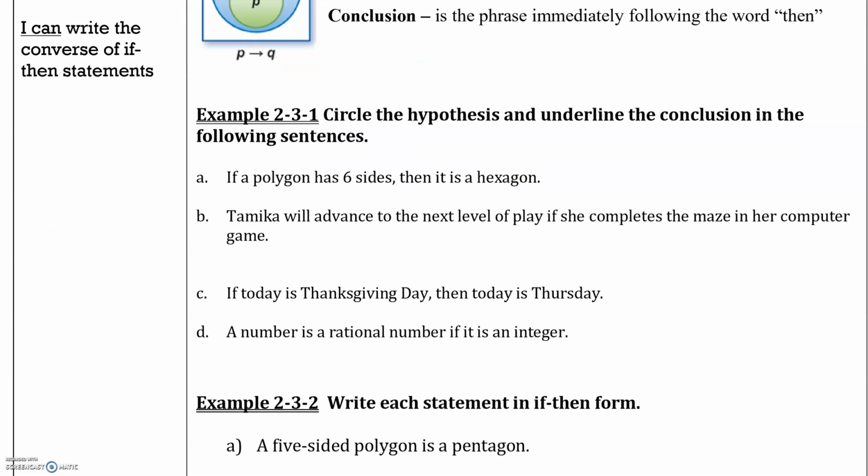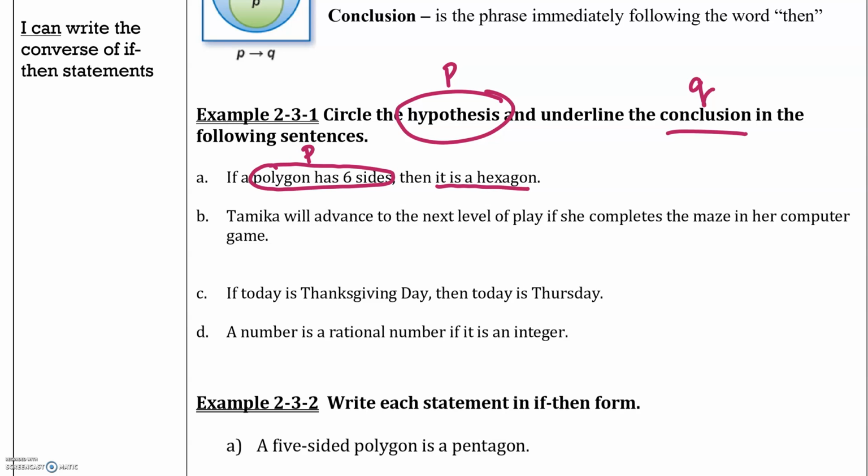So let's go ahead and identify, and then we'll go ahead and practice writing after that. For these first few, starting with A, we're going to circle the hypothesis and underline the conclusion. I'm also going to be labeling P and Q. So A, if a polygon has 6 sides, then it is a hexagon. Remember, it's after the word if we see our hypothesis, our P. Then, after our then, it's our conclusion, our Q.